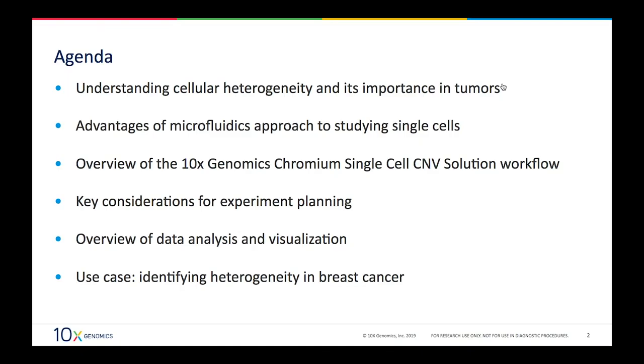And then we will be describing the 10x Genomics Chromium single-cell CNV solution, going over the workflow, giving some guidance on sample prep and experimental planning. We'll talk about the tools that 10x provides to analyze the data generated with this tool and how you can use the tools to visualize your data as well. And then we'll finish with a demonstration where we show how we can use the single-cell CNV solution to identify heterogeneity in a tumor derived from breast cancer.